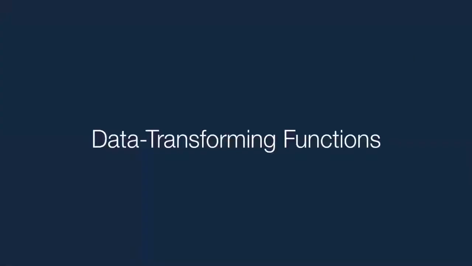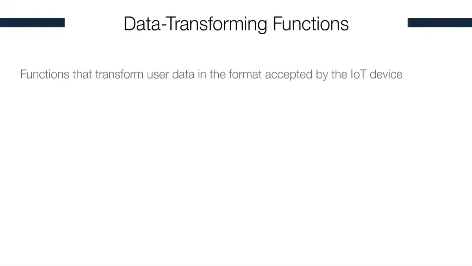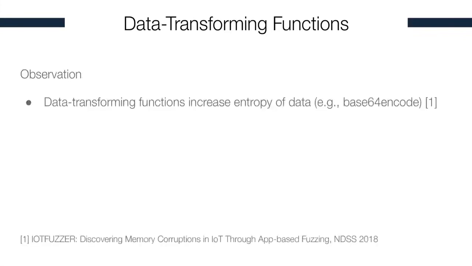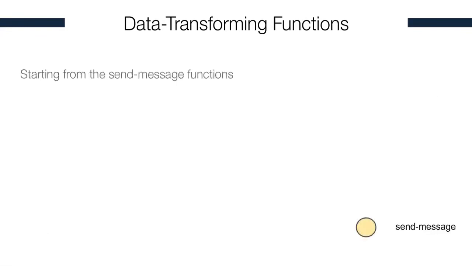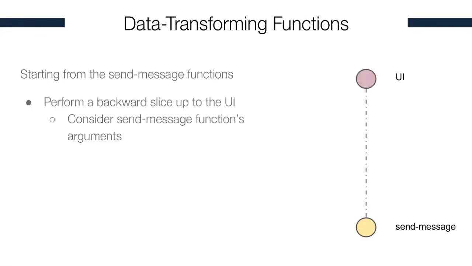The next phase is identifying data transforming functions. To remind, these are the functions that transform user data into the format accepted by the IoT device. An observation about these data transforming functions is that they usually increase the entropy of the data because they pack the input data. So they necessarily increase the entropy of the data. To identify these functions, starting from the send message functions that we identified before, we perform a backward slice up to the UI layer of the application.